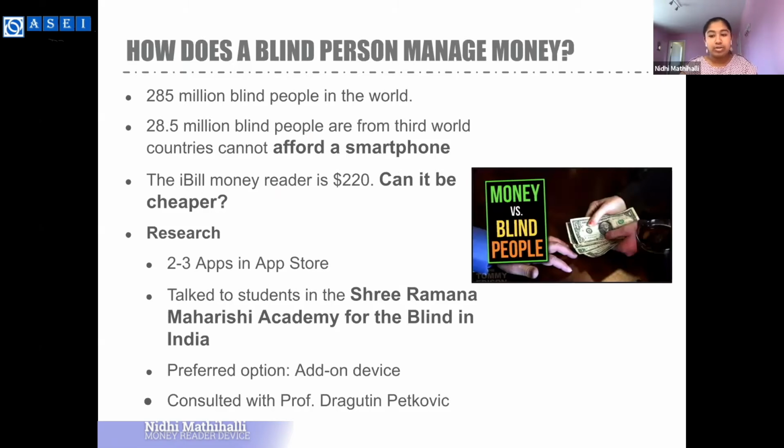After hearing about this, I decided to create an application that helps the visually impaired read money in third world countries. After doing some research, I realized that the only options in the market right now are apps and the iBill, both of which are very expensive already.